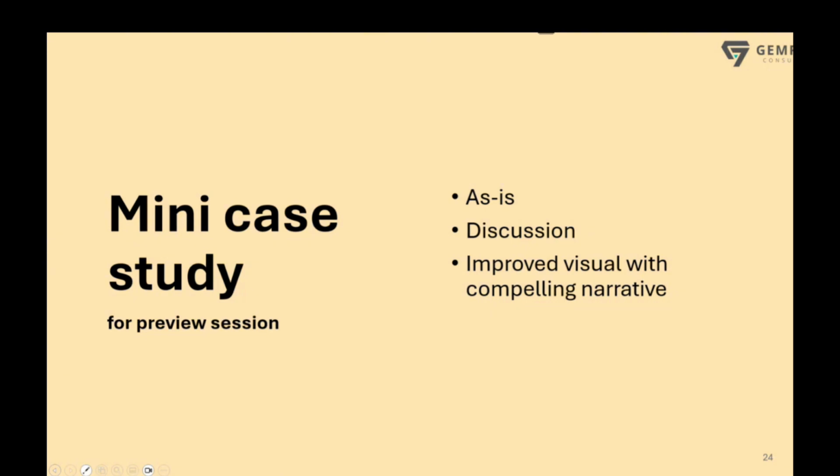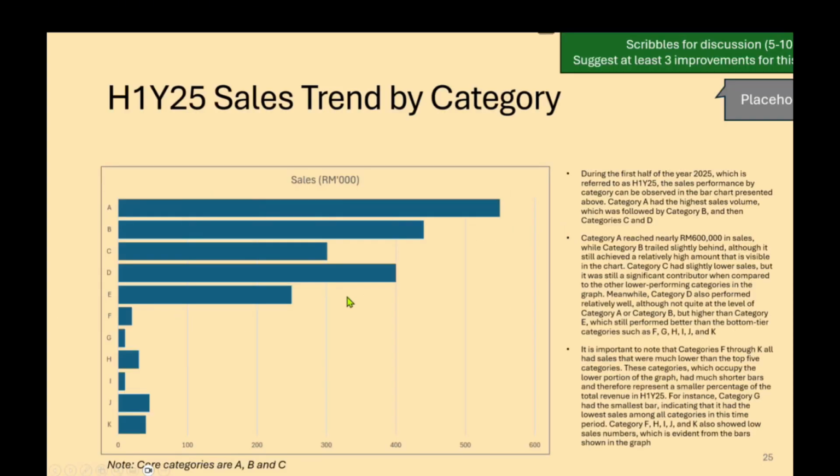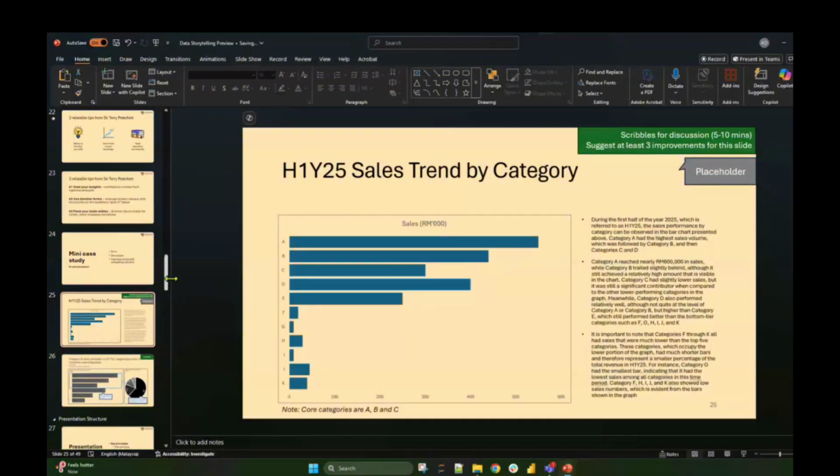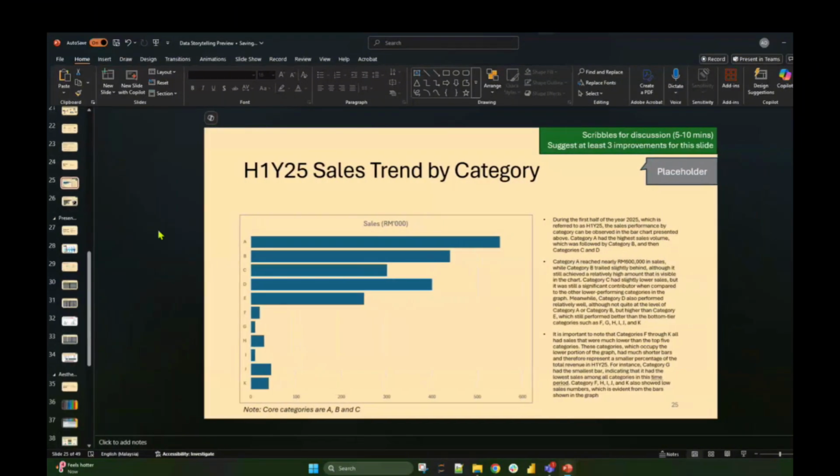Suggest at least 3 improvements. I will be sharing this right now, and let's get ready. And then after that, I will show you my improved visual. Okay, so let me turn off my full screen mode. And then after that, I will show you what the next slide is. Let me try to minimize this as much as I can.